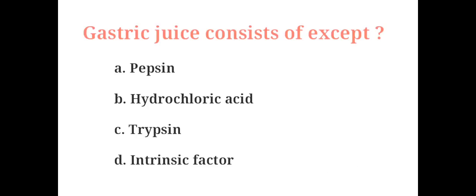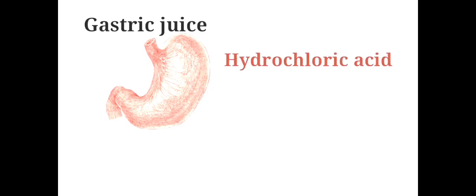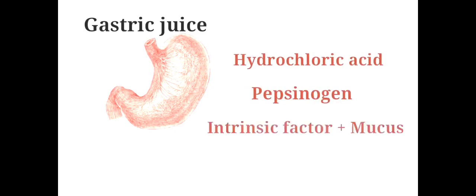Gastric juice consists of all except? The correct answer is C. Trypsin. Gastric juice is the digestive liquid secreted by the glands of the stomach. It is a thin, colorless, acidic liquid containing primarily hydrochloric acid, pepsinogen and intrinsic factor plus mucus.